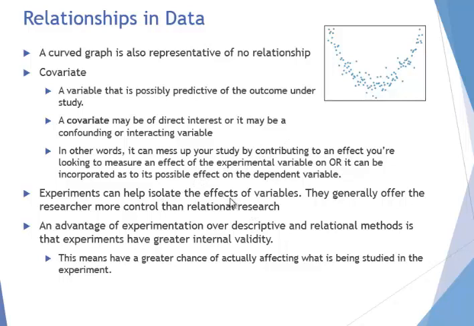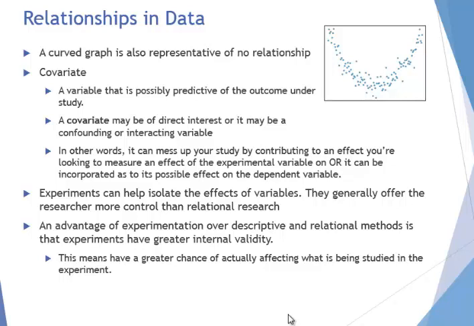So experiments can help isolate the variables, and they certainly offer the researcher more control than relational research because they allow the experimenter to try to neutralize whatever confounding variables there are. Sometimes they say what that means is that the experiment has greater internal validity.